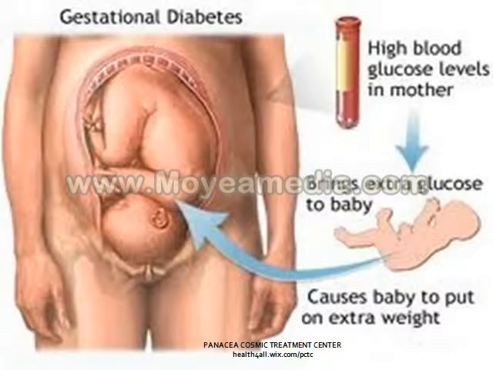There are a variety of causes of gestational diabetes. Some of them are family history of gestational diabetes, being overweight or obese, suffering from polycystic ovary syndrome, having a large baby weighing over 9 pounds.